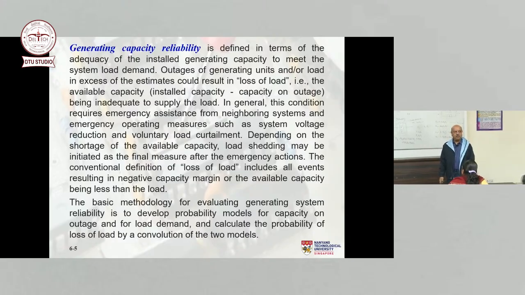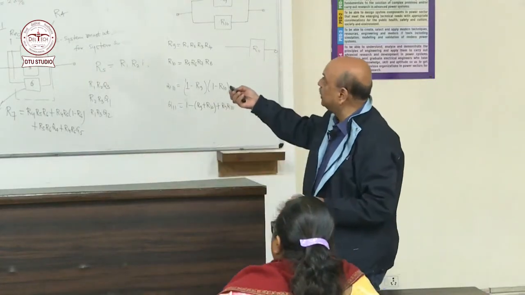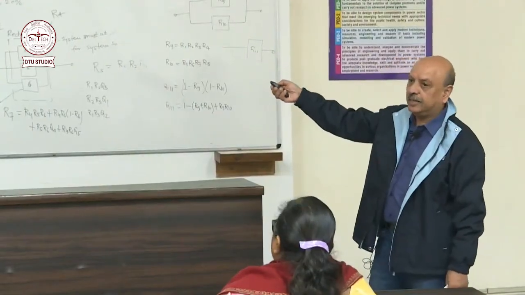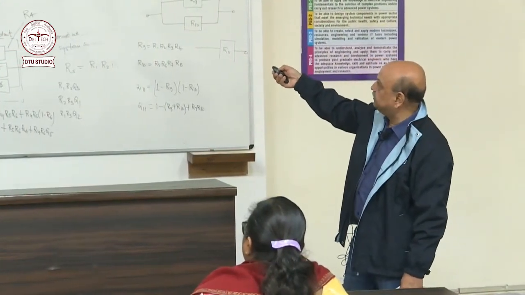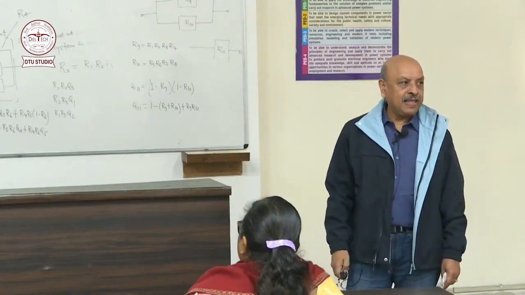But sometimes it may or may not happen, right? So what happens if there is an outage? Are you still able to meet the load? For example, you have 10,000 megawatt installed capacity and your load is 7,000 megawatt, correct? So one generator goes out, 1,000 megawatt. You still have 9,000, your load is 7,000. Are you able to meet, or do you need to redistribute the load? Do you need voluntary load curtailment? Do you need to use emergency measures like voltage reductions and things like that?